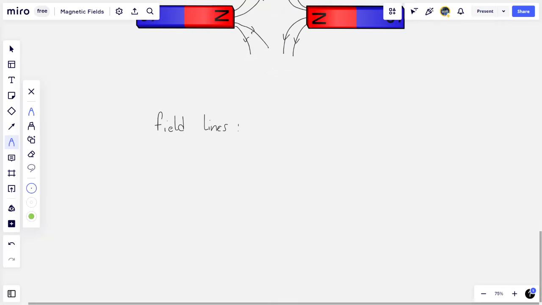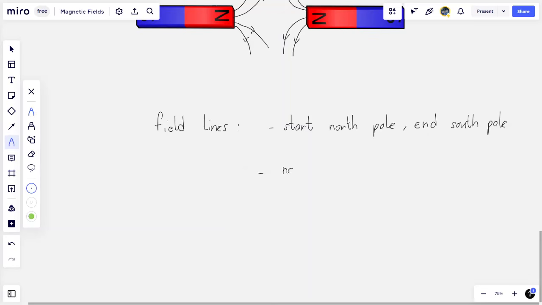And so what we know about field lines is that they start at the north pole. I'm going to write this in shorthand. Obviously for you in a question, you'd have to write this as a full sentence. Start at the north pole, terminate at the south pole.